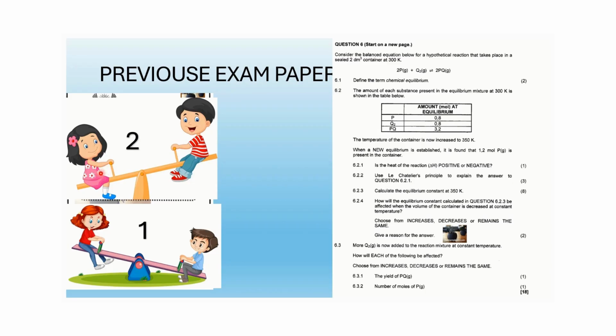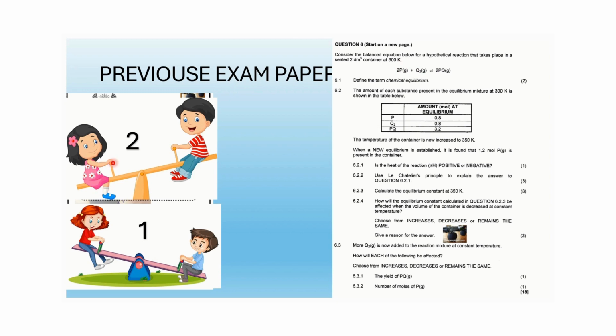If we shift from left to right favoring the forward reaction, ladies and gents, whatever is on the right must increase. So in this case, if we shift to the right, whatever is on the right, which is PQ, must go up or increase. What about Q2? Decreases. What about P2? Decreases.